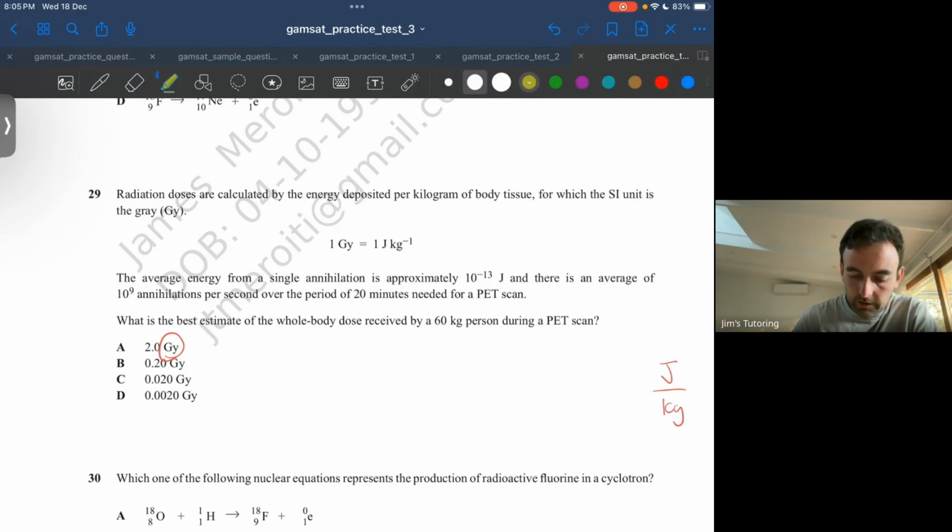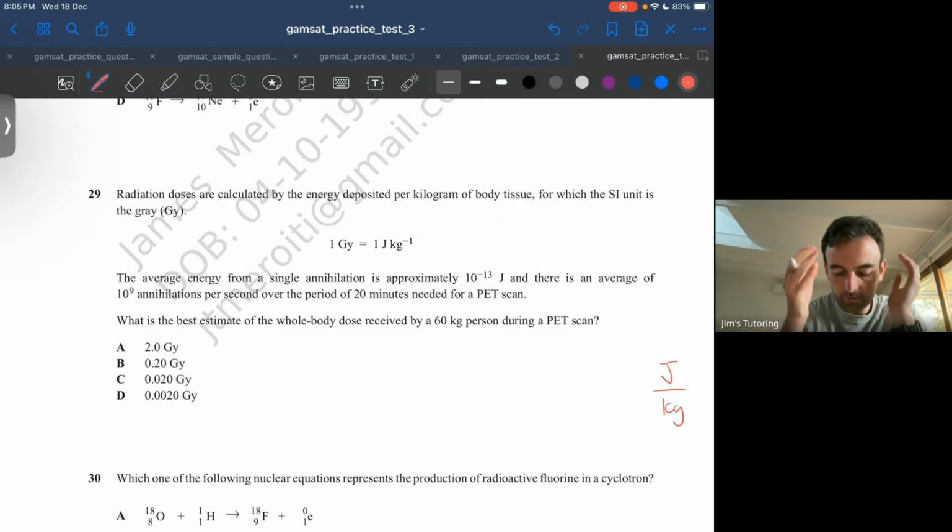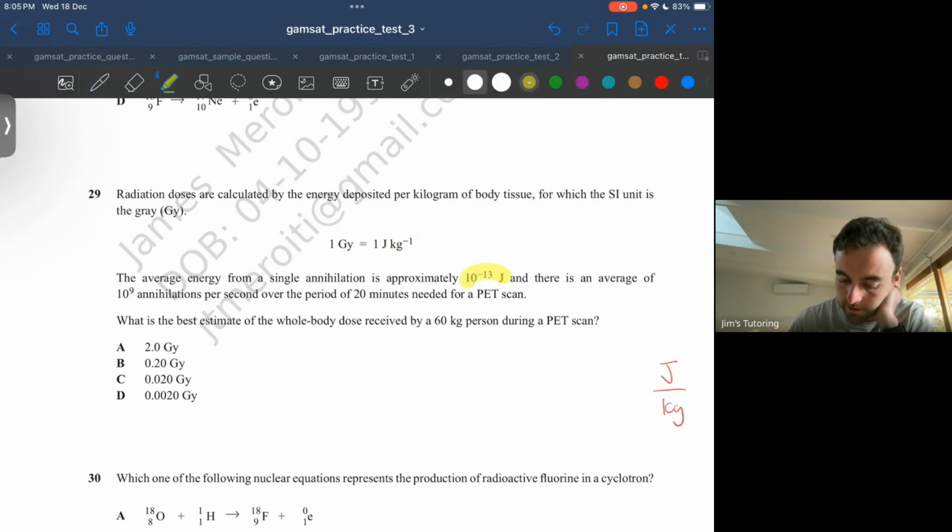So kind of like how I was telling you guys before, it's about thinking about how I'm going to solve the problem. Now, at this point, I don't immediately know how I'm going to solve it, but I know that I need to get joules into the numerator. So I'm just going to start with, there are 10 to the -13 joules per annihilation. Okay, so I've interpreted that sentence as this unit.